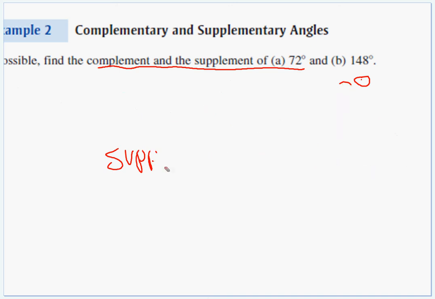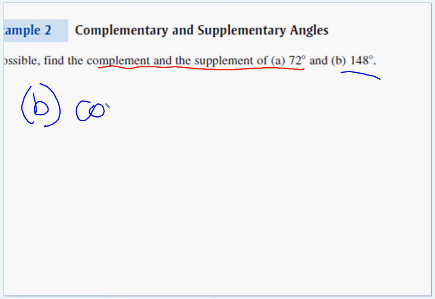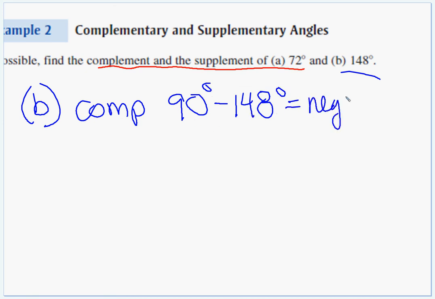Now I'm going to switch to blue ink for part B. They just give us a different angle, 148. So for B, the complement is going to be 90 minus 148, and it looks like we're going to run into trouble, because if we subtract that, we're going to get a negative answer. And remember, complements and supplements must be positive, so here we're going to write no complement. That angle does not have a complementary angle.